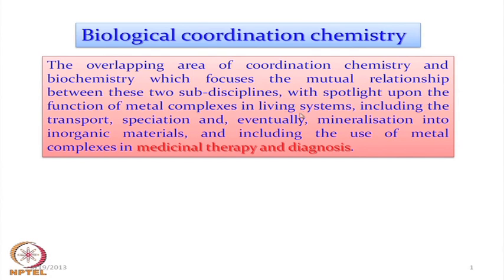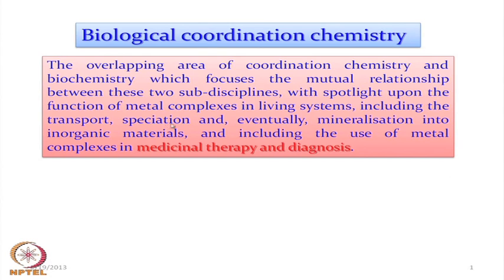That means the living system can give us the corresponding ligand system, and that ligand system can bind to the metal ions which are available biologically, because from different food materials or other sources we get the metal ions into the living system. So, when these metal ions enter the living system, they go from one part to the other and are involved in the transport mechanism of these metal ions.